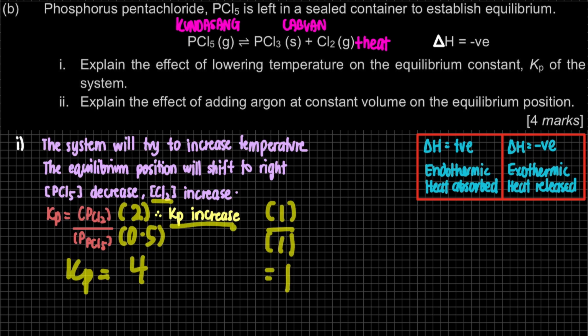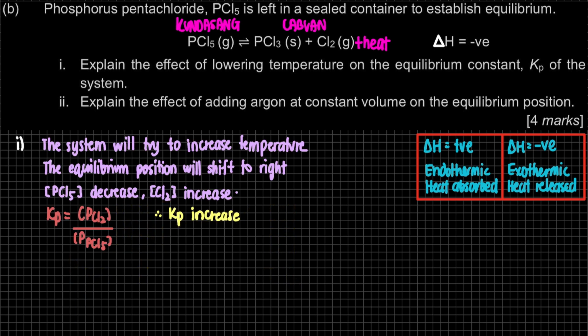So why does it increase? Because our numerator has a bigger value than our denominator. If I put down the value, you can see it clearly. But since the question asks only about the effect on Kp and does not give any values, Kp increases. But before you write down the effect on Kp, you have to mention what will happen to the system, what it will try to counter, which way it shifts, and what happened to the concentration. So that's for question 1.